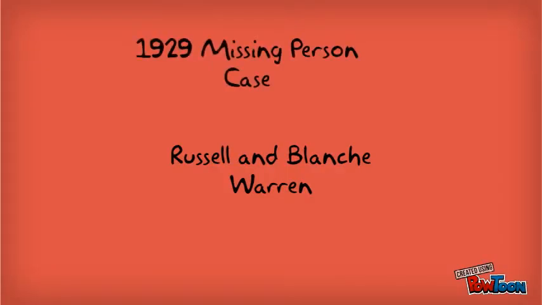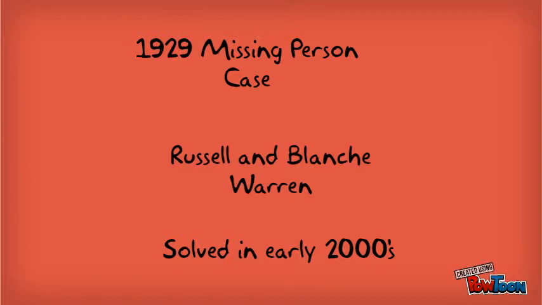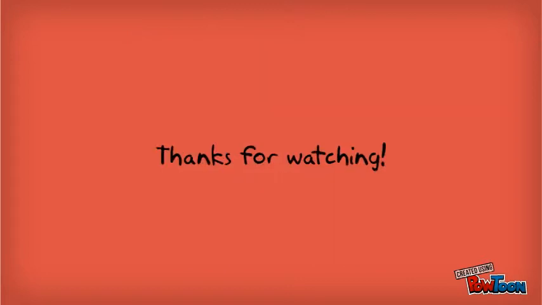And there was a recent case: Russell and Blanche Warren disappeared in 1929, and this was discovered in the early 2000s. This case was solved, their identities confirmed, as their bodies were found at the bottom of a lake in Olympic National Park in the state of Washington. But that serves as an example. And in this next YouTube video that I'll attach, you'll see a little bit more about how to obtain DNA from underwater scenarios. Thank you.